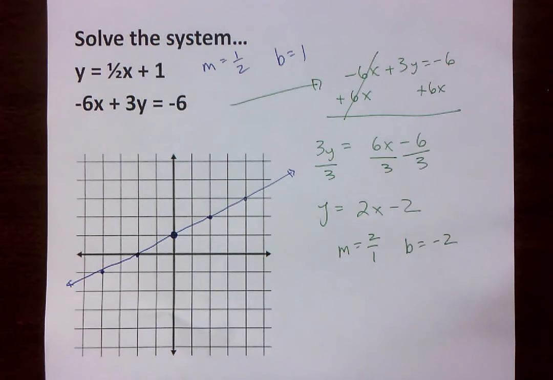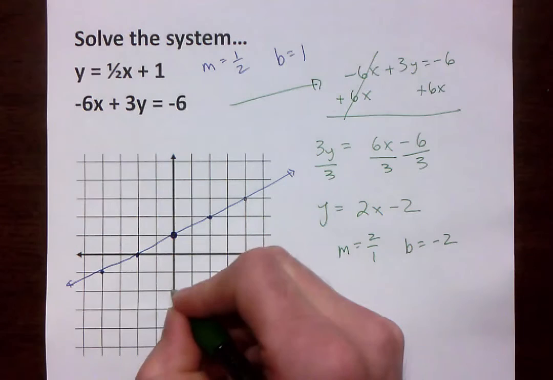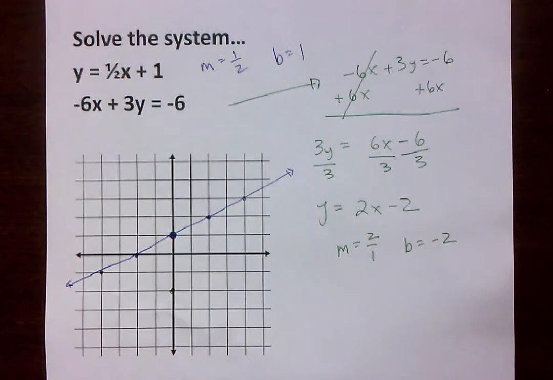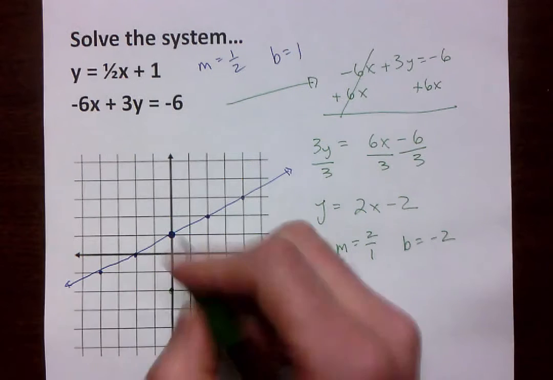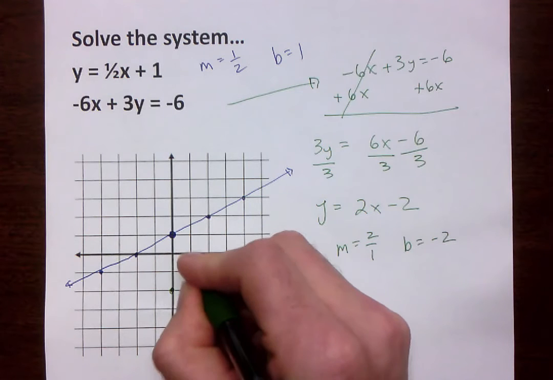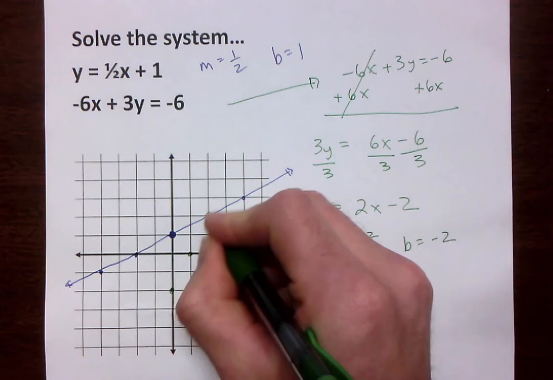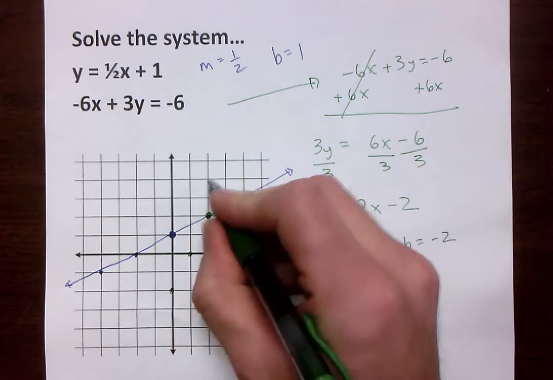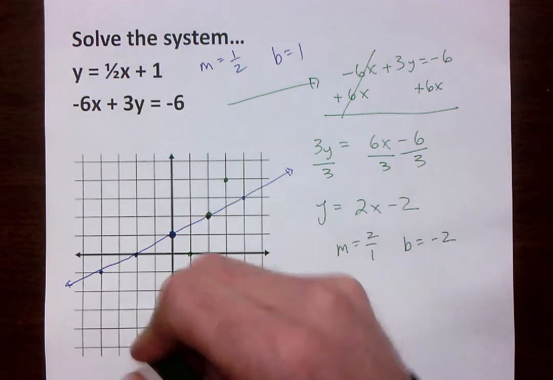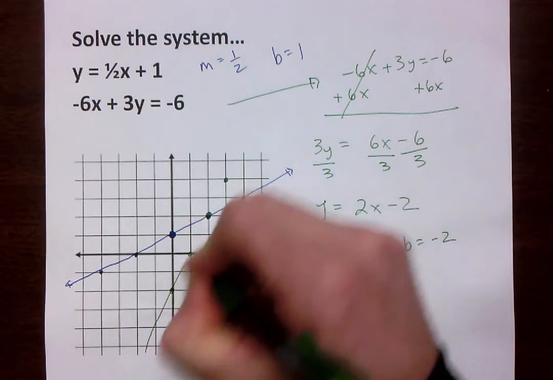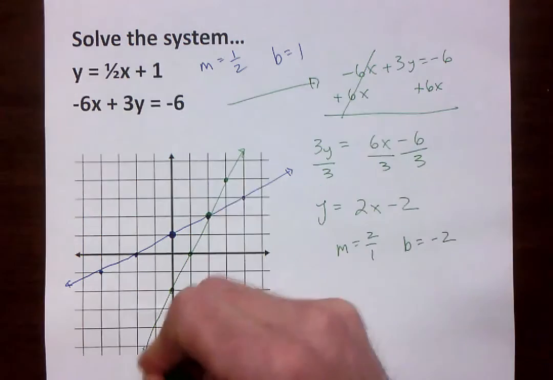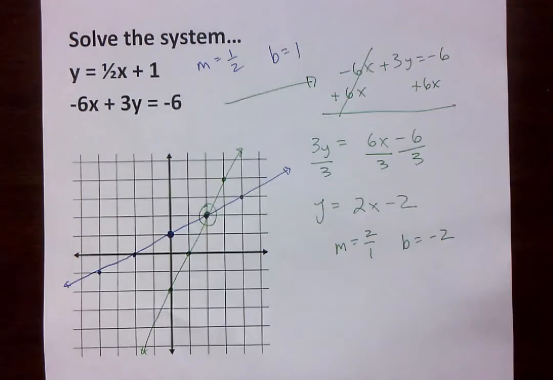So for my second equation, my green line, I'm going to start at negative 2 on the y-axis. I'm going to use my slope to find every other point. Rise 2, run 1. Rise 2, run 1. Oop, that looks like a point of intersection. Rise 2, run 1. Draw a line.